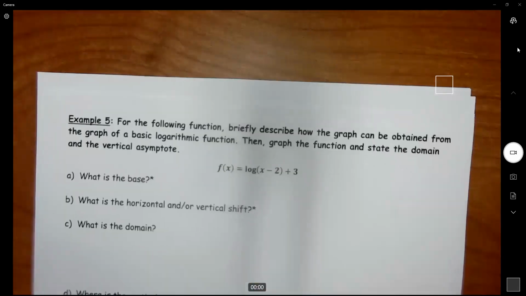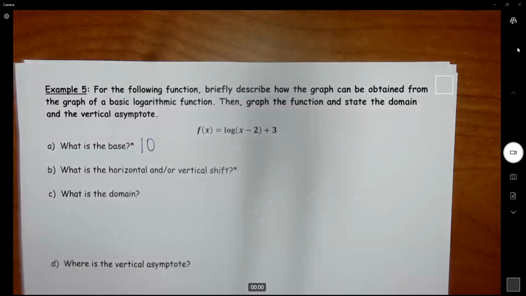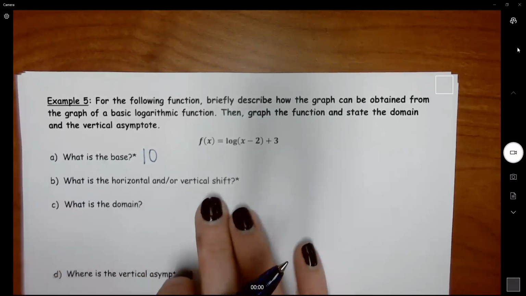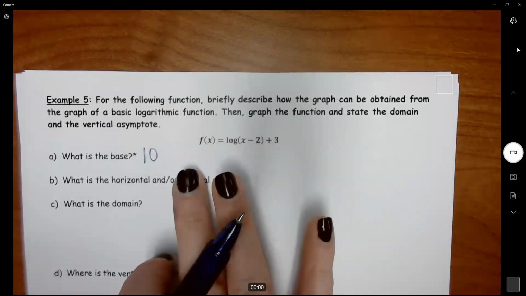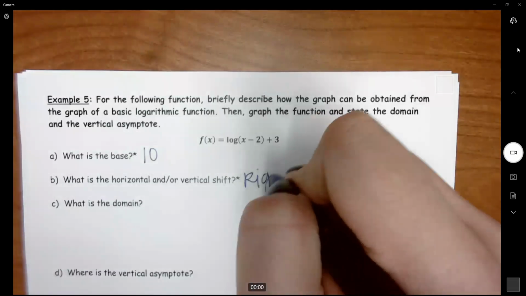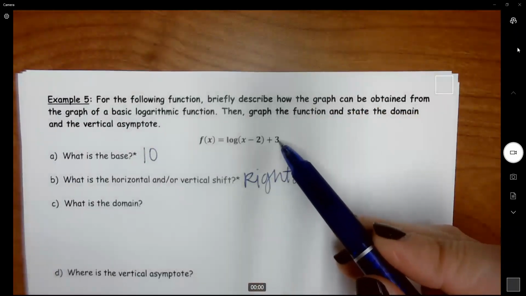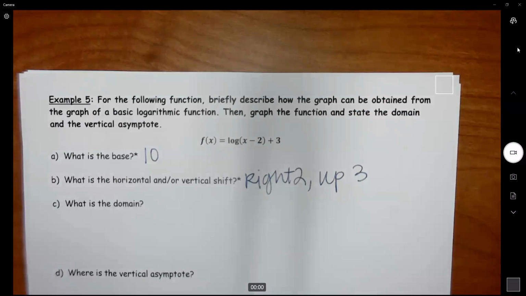Okay, let me get number 5 here. Example 5, we have the exact same instructions. So the base, this is a common log. Common logs have a base of 10. Then it wants to know what is the horizontal and or vertical shifts. Well, this one has 2. What you have in parentheses is your horizontal shifts, and those go opposite of what we think. So that -2 we think goes to the left, but this one's going to go to the right 2. And then what happens outside of that log is your vertical, and it is predictable. So +3 means up 3.